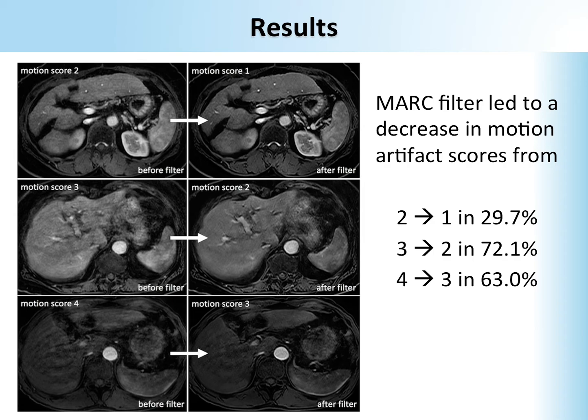So the post-processing led to a decrease in motion scores from 2 to 1 in roughly 30%, from 3 to 2 in 72% roughly, and from 4 to 3 in roughly 63%. This is quite catchy, actually.